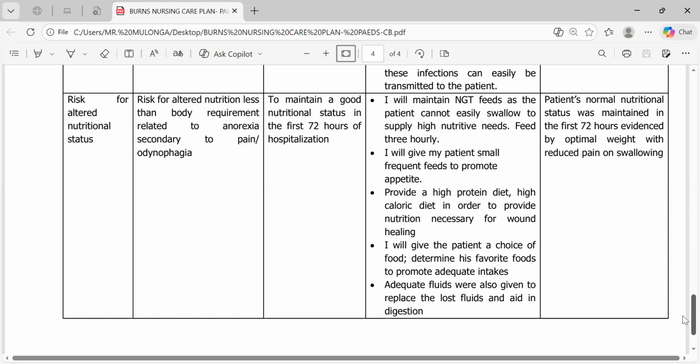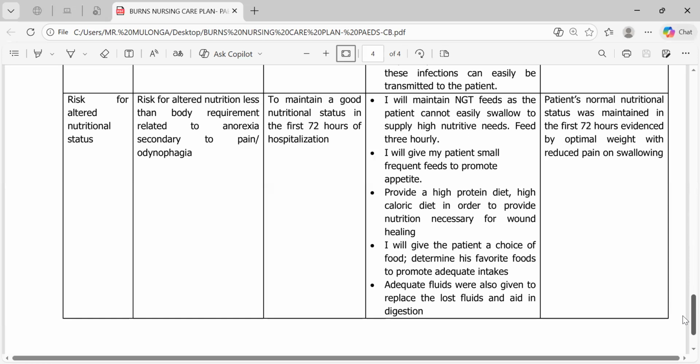So this child has no appetite because of the pain they're going through, but because the area of the chest that has been bent is closer to the neck, you find that there can be some sort of difficulties in breathing. But to be very specific, the anorexia is as a result of the pain that the child is in. Okay, let's look at the goal. The goal is to maintain a good nutritional status in the first 72 hours of hospitalization.